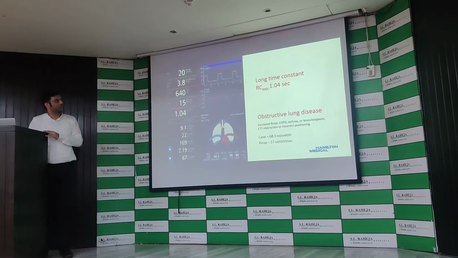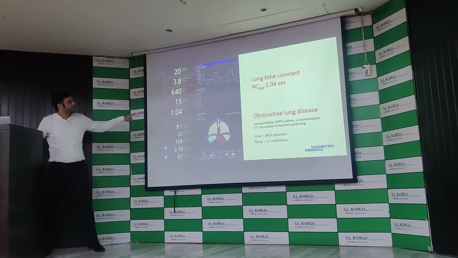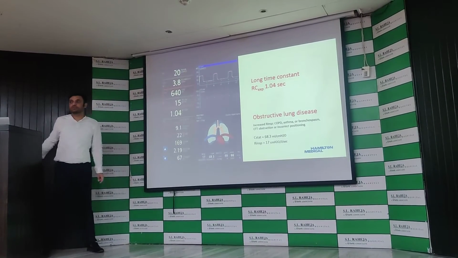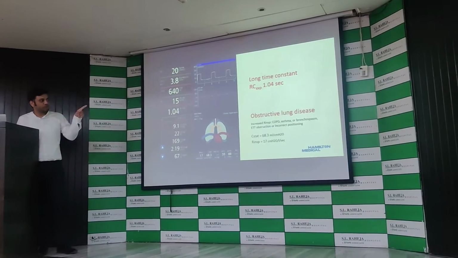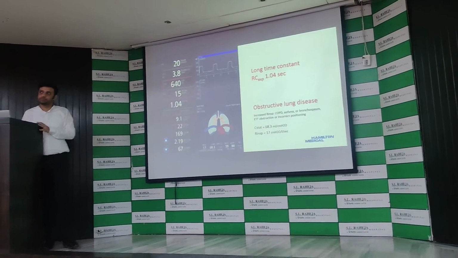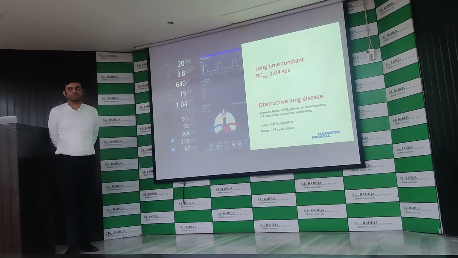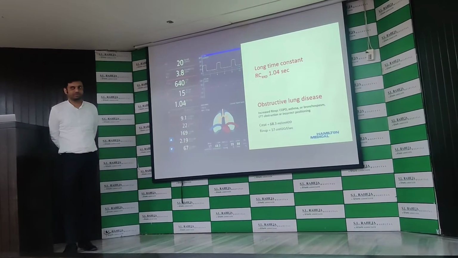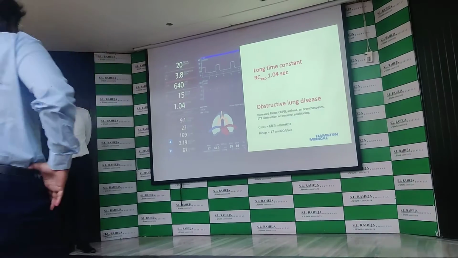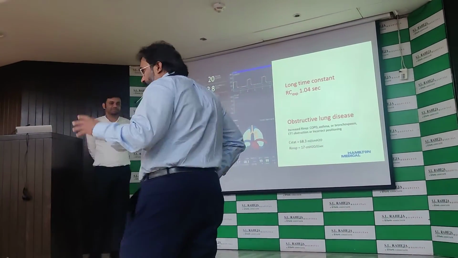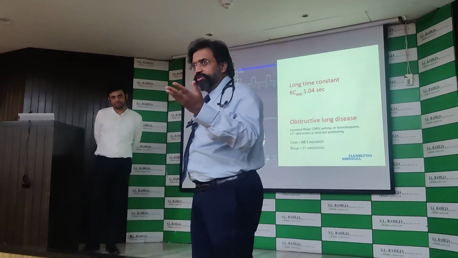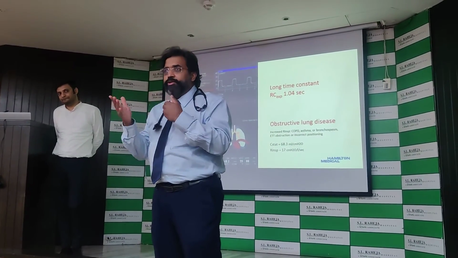So the same thing is explained for the long time constant. Here you see we have 1.04, which is too long, for the obstructive. So I actually want to understand from this machine how am I able to judge my accurate time constant? Now you would have understood. If you have the time constant in your hand, you know how your I:E ratio should be changed.